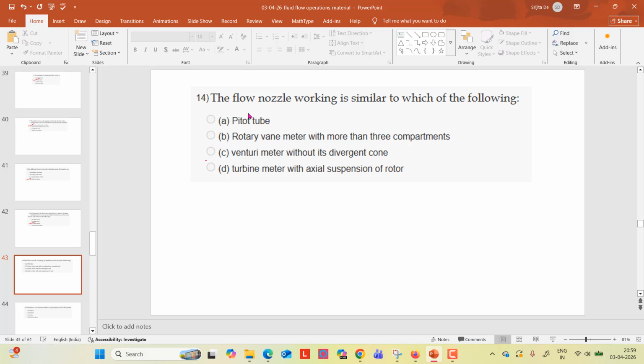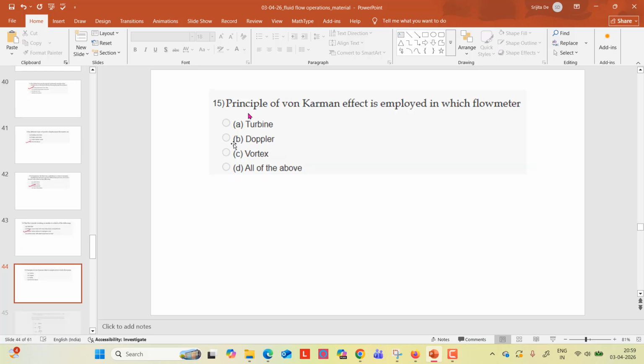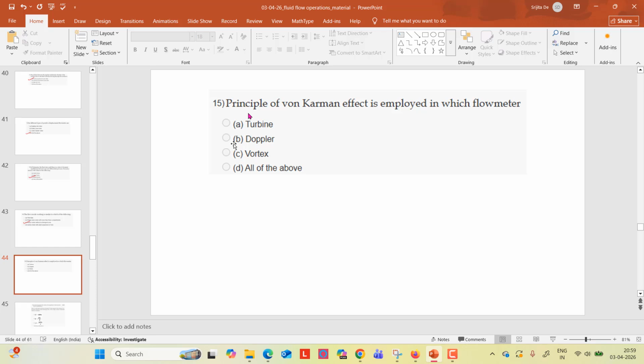Option C. Next, the principle of von Karman effect is employed in which flow meter? There are different types of flow meters discussed in the lecture, but I have discussed the main flow meters because those are very important flow meters which we generally use in laboratory scale to calculate the different flow parameters. Okay. The von Karman effect is employed in vortex.